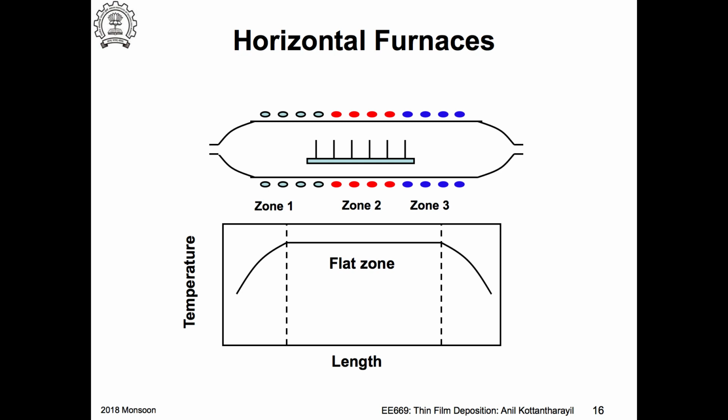Why do you have multiple zones? So here from these ends the heat loss will be higher, right? So you would have a drop in the temperature. So usually if I just have one zone where all the elements are given the same amount of energy, right? Same current flows through all this single winding. Then I would get a very short, what is called a flat zone, where the temperature is almost constant.